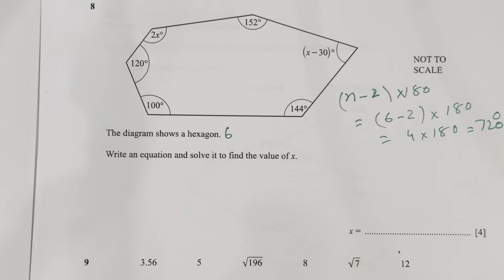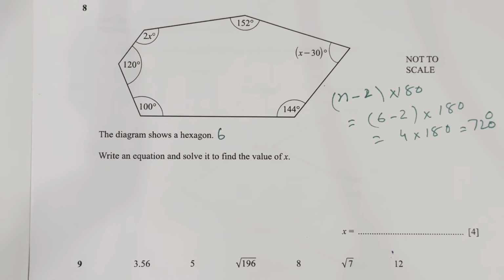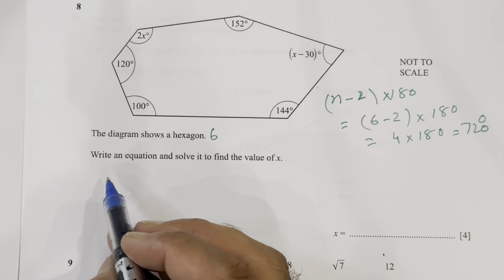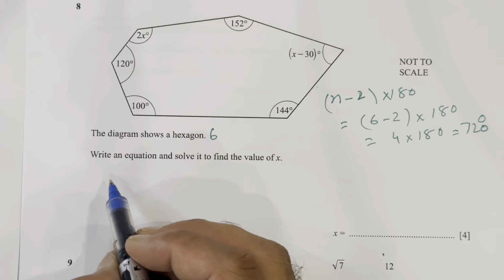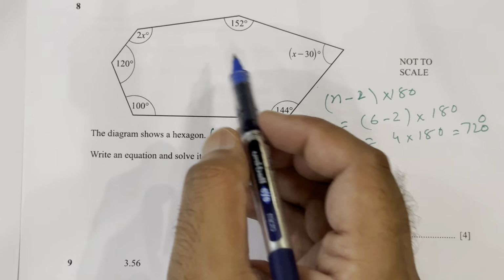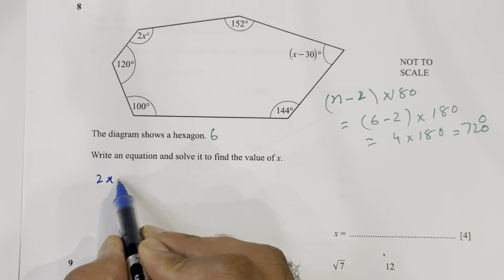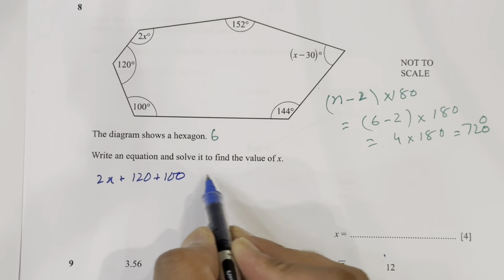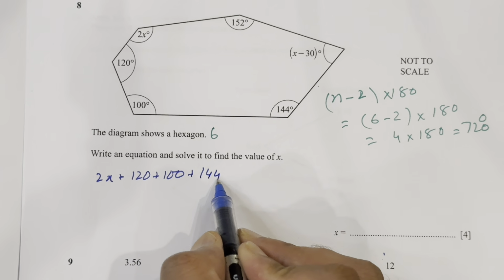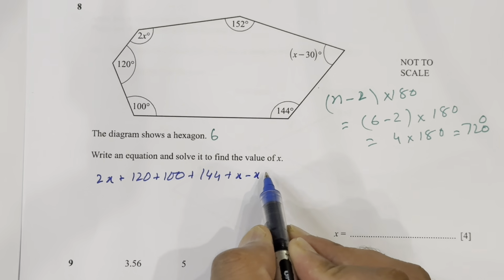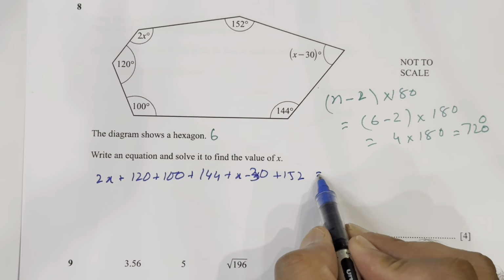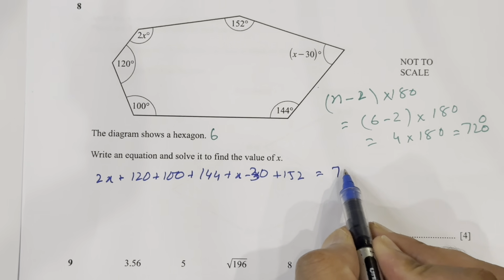Now we need to calculate by taking the sum of all the values and writing them equal to 720. We're gonna get the answer 2x plus 120 plus 100 plus 144 plus x minus 30 plus 152 is equal to 720.